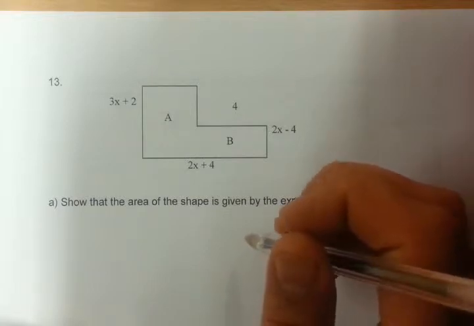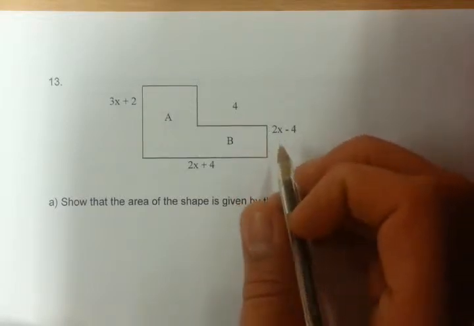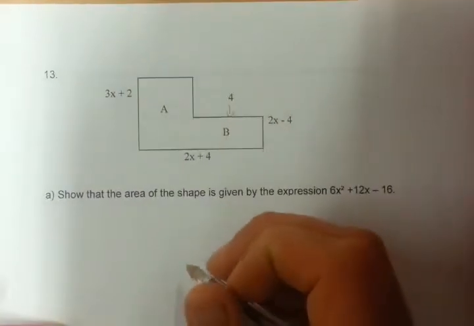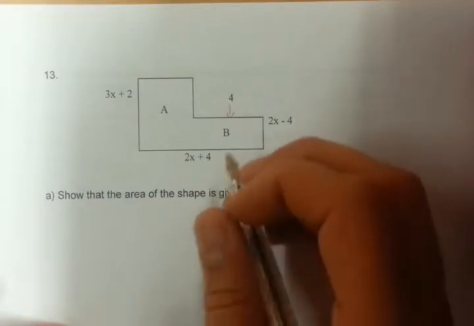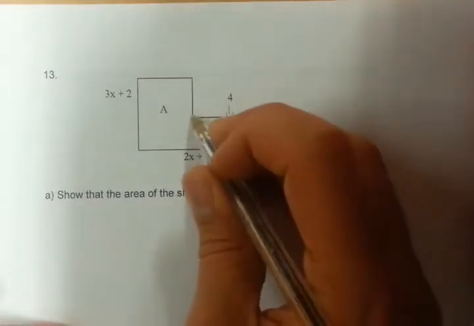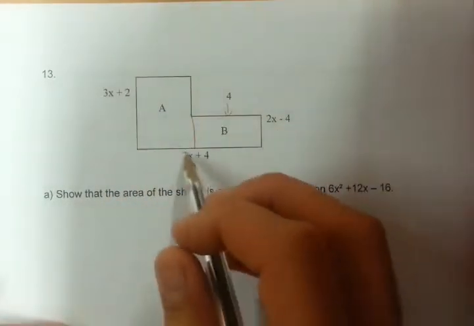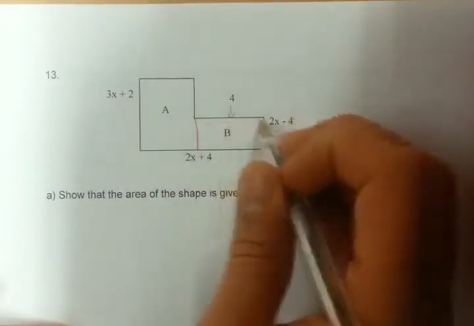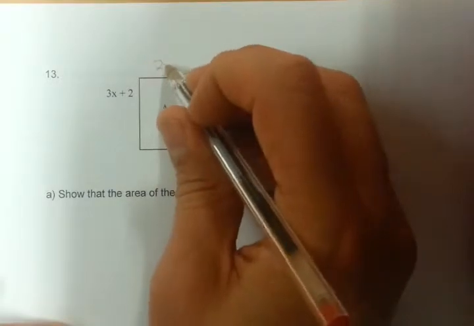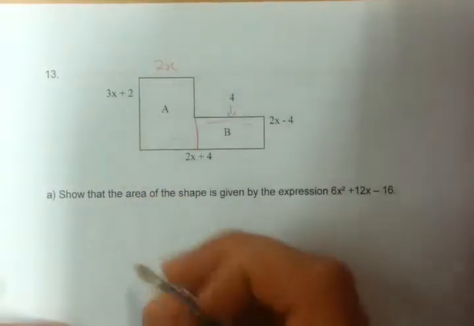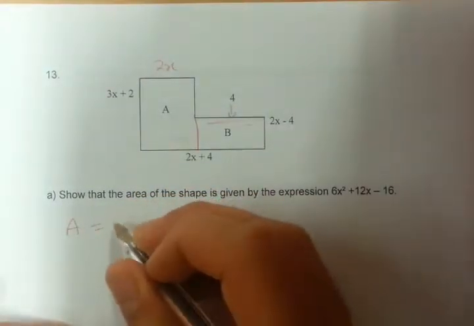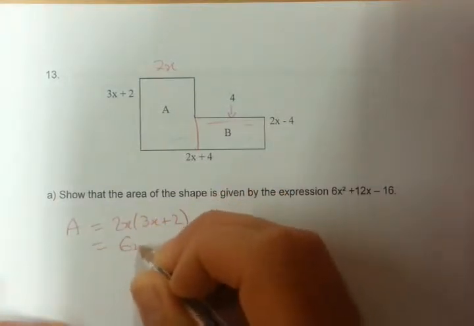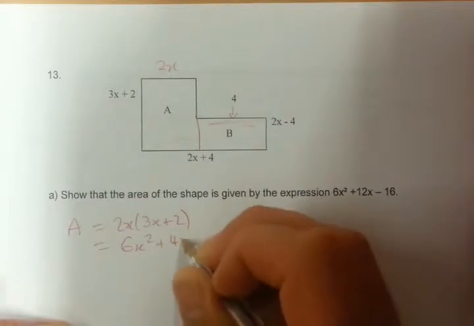Crikey, I'm trying to work out what exactly is going on. I think for it to make any sense, that 4 would have to go here, but I apologize, this is pretty ambiguous, isn't it? So if that's 4, then that makes this length 2x here. Presumably, if that's 4, then this is 2x. This may not work. So this would be 2x times 3x plus 2. So a would be equal to 2x times 3x plus 2, which would be 6x squared plus 4x.